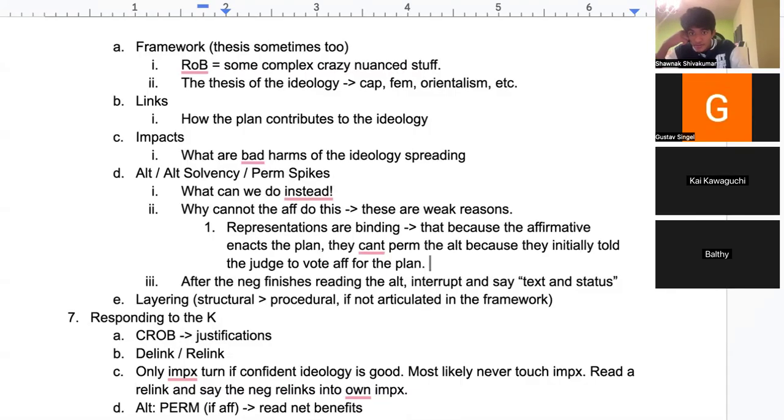The argument is the response to that, saying that even though reps are binding, we use the state not because we actually want to pass the policy, but because we use the state as a model to learn more about it so that we can actually enact revolutionary alternatives. And then you can read the disadvantages, which I'll talk about later.